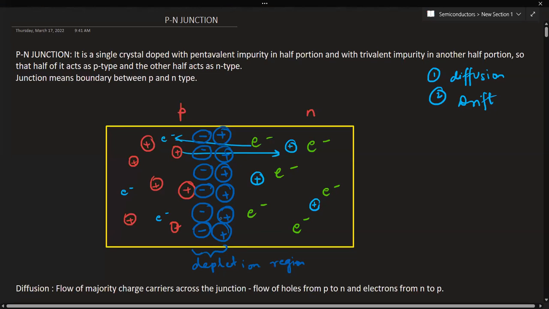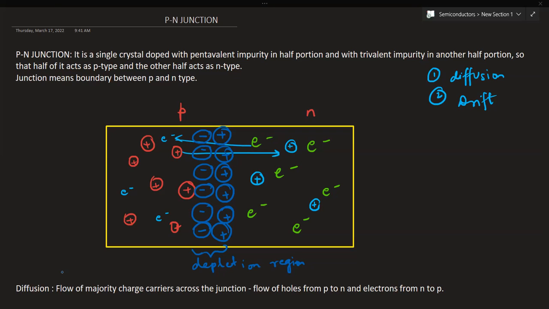So again, repeating. This electric field has been set up because of negative charges on the p side and positive charges on the n side, due to diffusion of electrons and holes. This electric field near the junction pushes holes towards the p side... towards the n side, and similarly pushes the electrons to the p side. And then no charges are left in this small region.